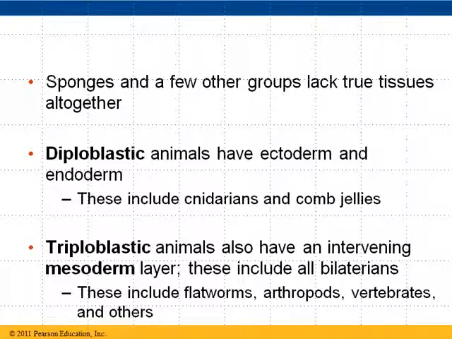So triploblastic means they have three germ layers. They have the ectoderm on the outside, the mesoderm in the middle, and the endoderm as the very interior germ layer.